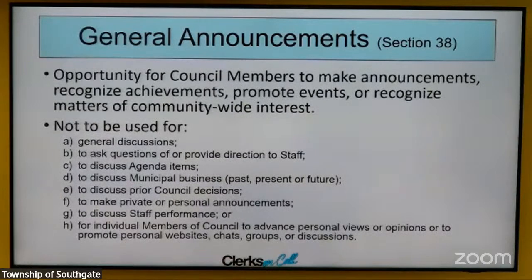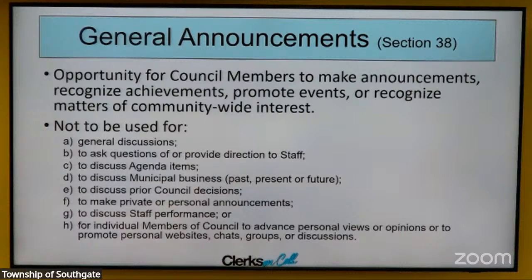And then, as I mentioned, the previous member privilege section of the agenda has been renamed to general announcements. And section 38 of the procedure bylaw has been added to clarify that the general announcements portion of the council meeting is an opportunity for council members to make announcements, recognize achievements, promote events, or recognize matters of community-wide interest.